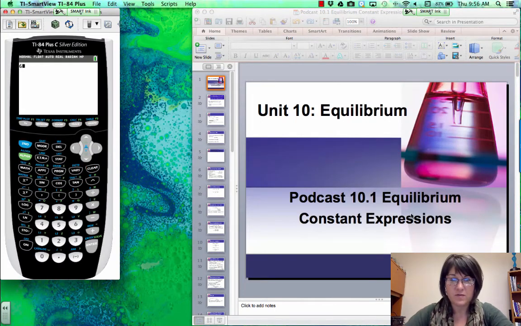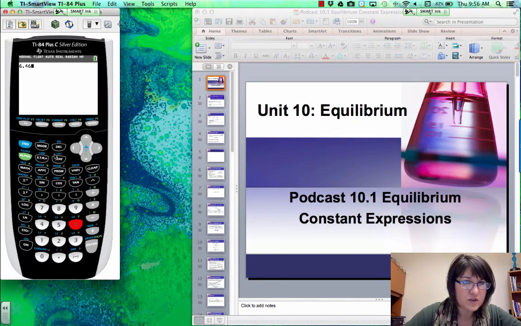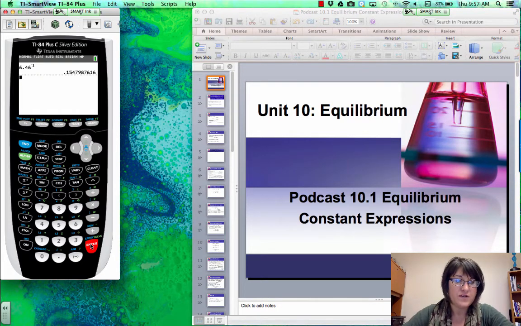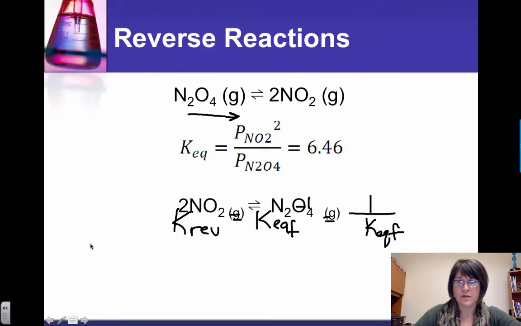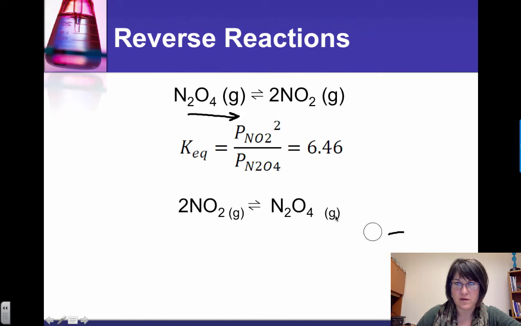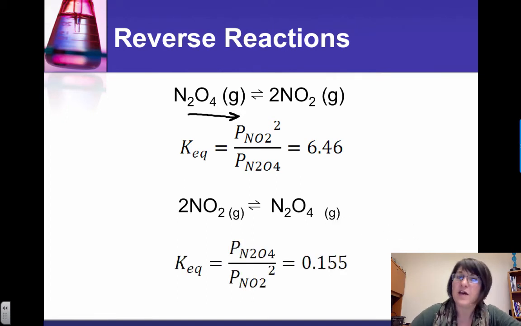So we type in 6.46 and then push the button here that's x to the -1, enter, and I get 0.15479. So for the reverse reaction, let me clear that out of the way. When we turn our products back into the reactants, I indeed have an equilibrium constant of 0.155.